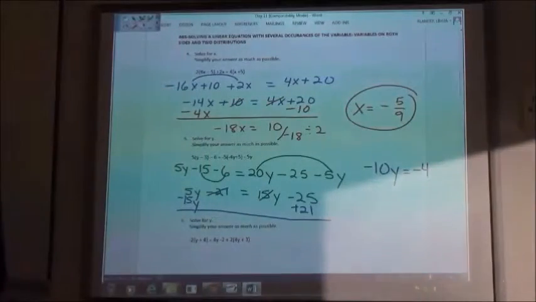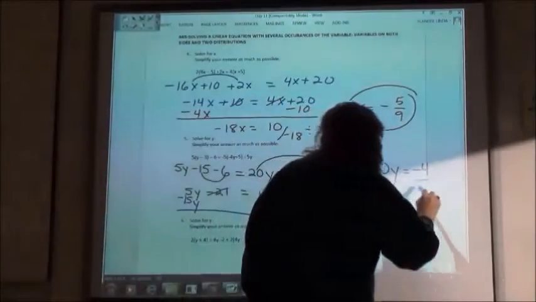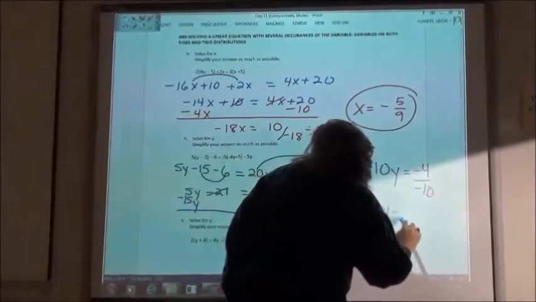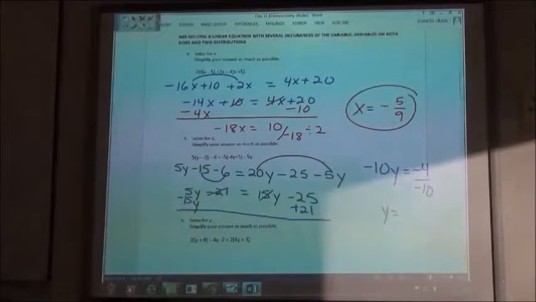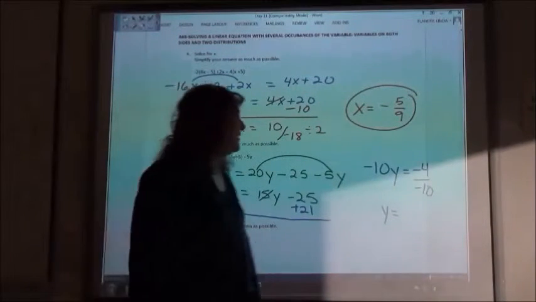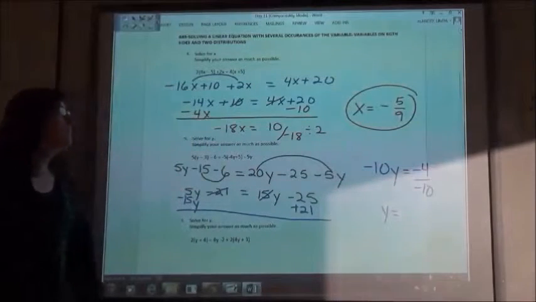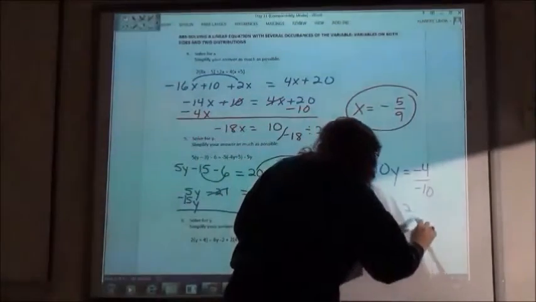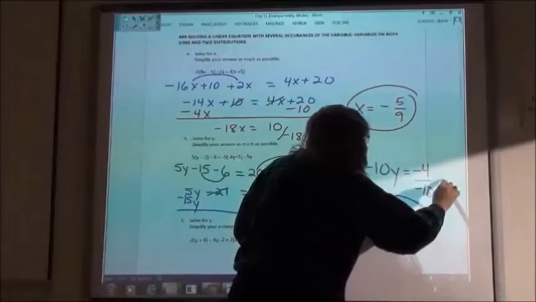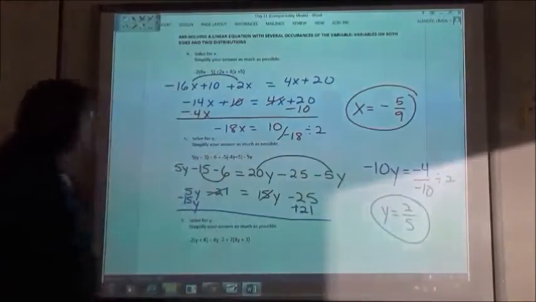And then we're going to divide and simplify that fraction. So 10 goes up on top. What goes on top? Oh, negative, oh, okay, I had it right. Okay, so that's going to be 2/5. 2/5, exactly. And it's going to be positive since we had a negative over a negative. So y equals 2/5.